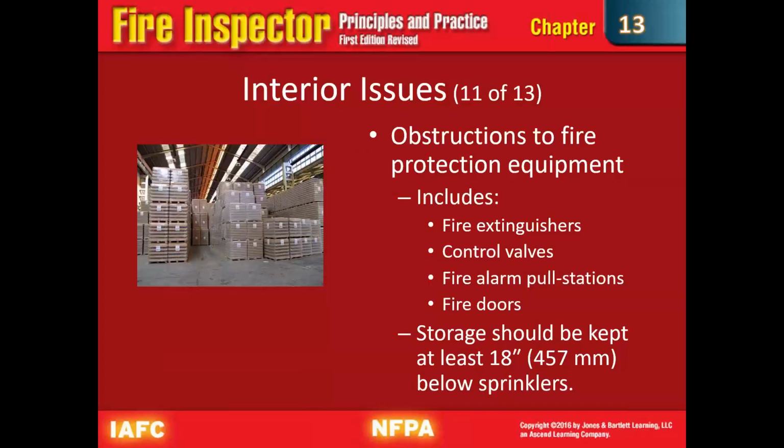And that's you looking at an example of a warehouse. They may place pallets in a way that blocks access to a fire extinguisher, control valves for the water system, pull stations, fire doors, and all that. And on the bottom, IFC has it that if it's a building that has a sprinkler system, any items cannot be stored within 18 inches of the ceiling. It's 24 for a building that does not have a sprinkler system.